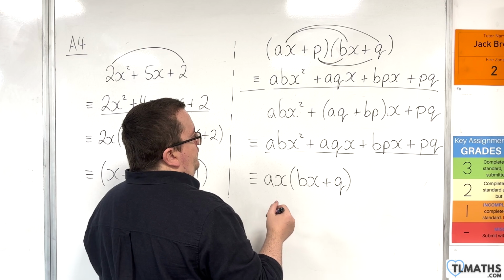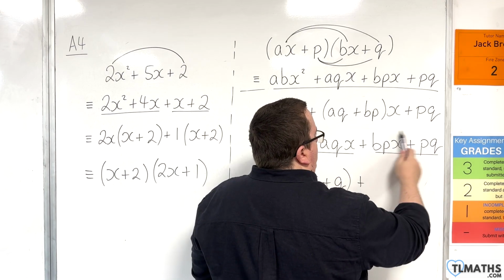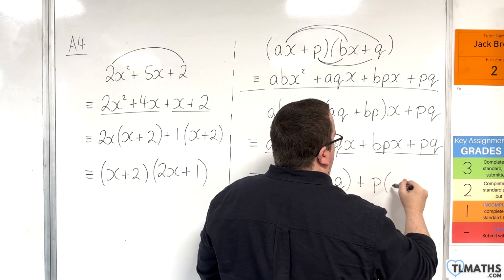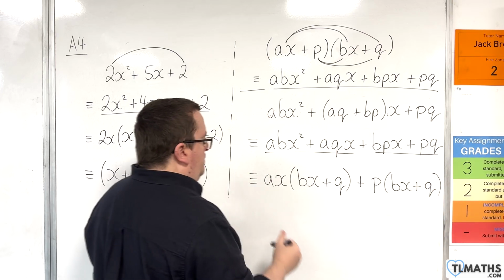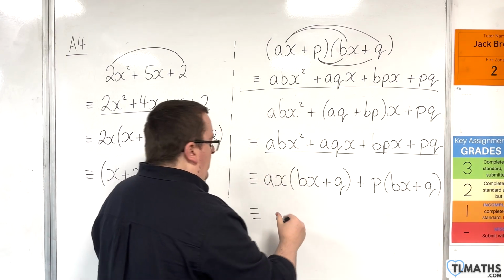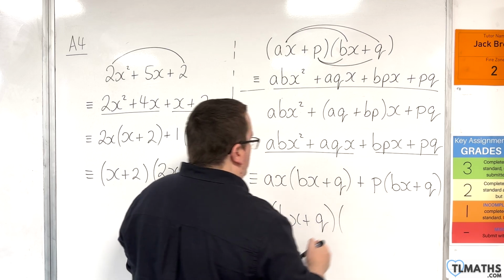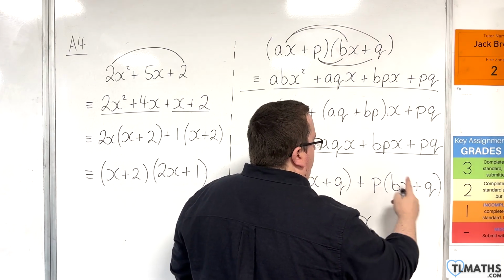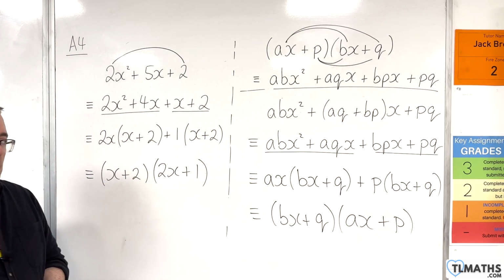Okay? Then, over here, if I factorise this, they both have P involved, so I can factor P out, and I'd be left with BX plus Q. Now, these 2 terms here have BX plus Q as a common factor. BX plus Q is being multiplied by AX, and BX plus Q is being multiplied by P. And I now have it in my factorised form.